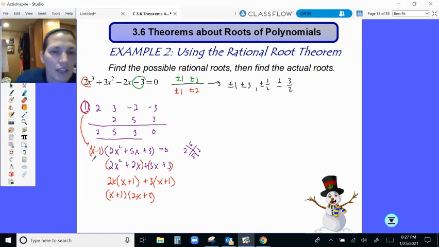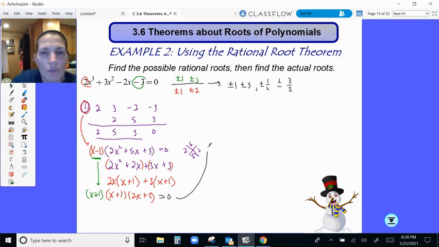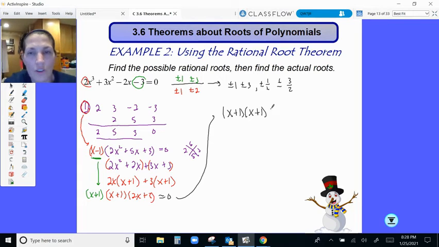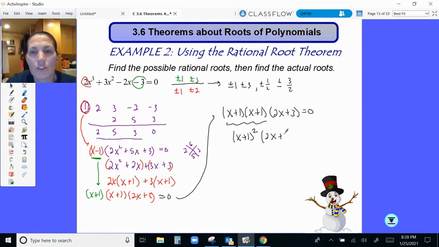And then, of course, don't forget my x minus 1. Bring that down here. Right. Keep him engaged. And all that is equal to 0. Okay. So I'm going to bring this guy up here. So we have x plus 1 times x plus 1. So notice that there we have 2x plus 3 equals 0. So this is actually a multiplicity here. That can be written as x plus 1 squared and then 2x plus 3.